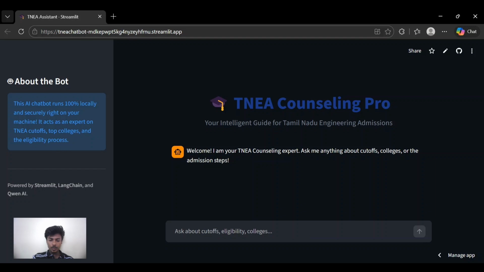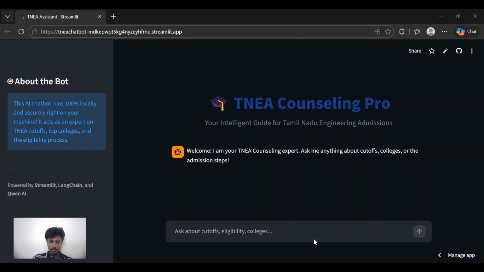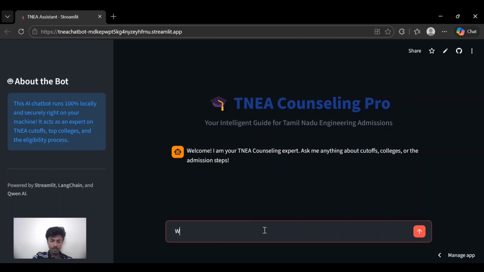Now I will demonstrate the output of my TNEA counseling chatbot. This is the user interface developed using Streamlit. Here the chatbot acts as an assistant to answer queries related to the TNEA counseling such as cutoff marks, eligibility, top colleges and deadlines. First I will enter a query. What is CSE cutoff in PSG? CSE.